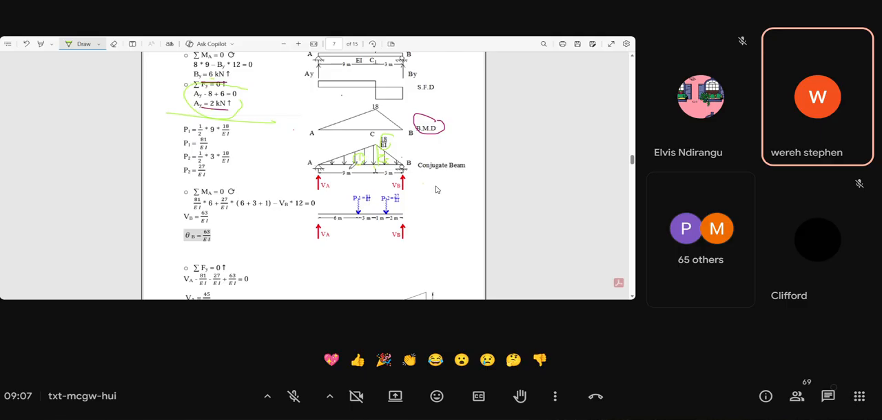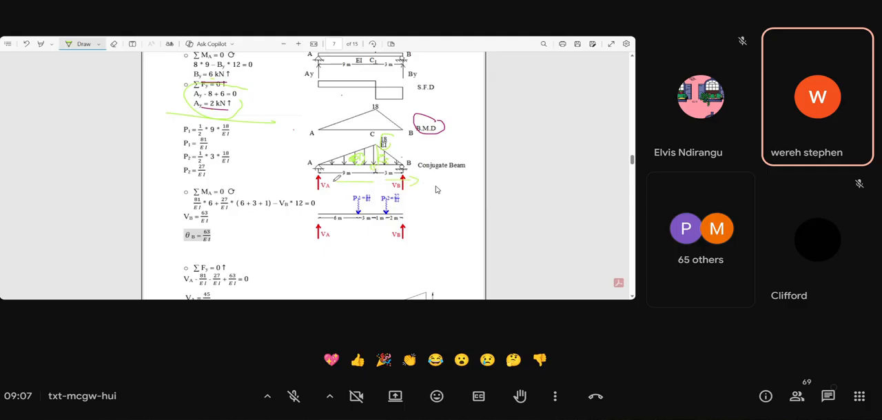You don't need to calculate more. If it is the deflection at point C, you can stand at point C and find the moment at point C. How do you find the moment at point C in this triangular load? It will be VA times 9 minus the loading of this triangular load times its distance from the center of gravity to point C.